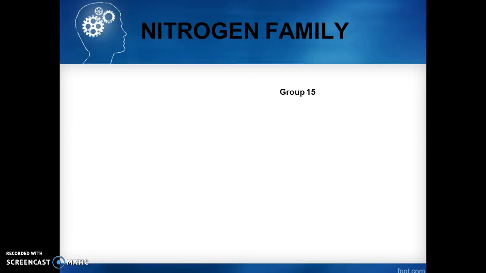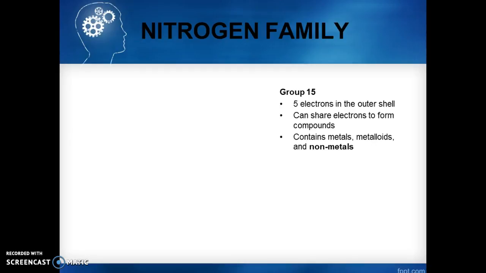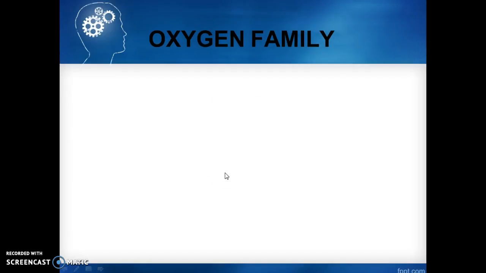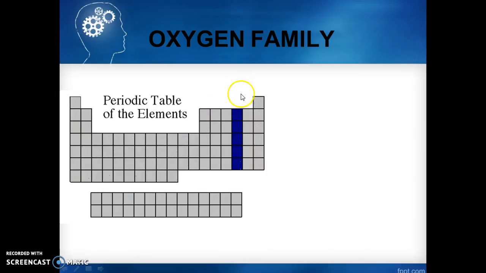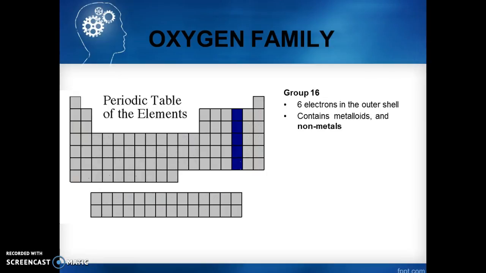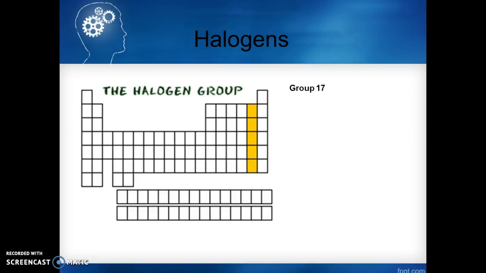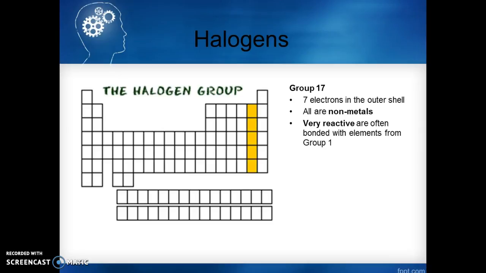Nitrogen family, you guessed it, group 15. 5 electrons in the outer shell. They can share electrons to form compounds. They contain metals, metalloids, and nonmetals. And there they are, group 15. Oxygen family, group 16. 6 electrons in the outer shell. They contain metalloids and nonmetals, reactive. Halogens, group 17. 7 electrons, metals and nonmetals, very reactive.